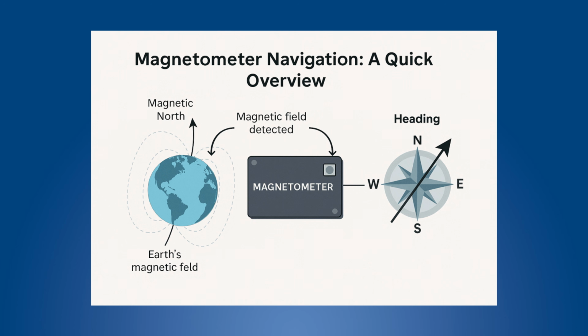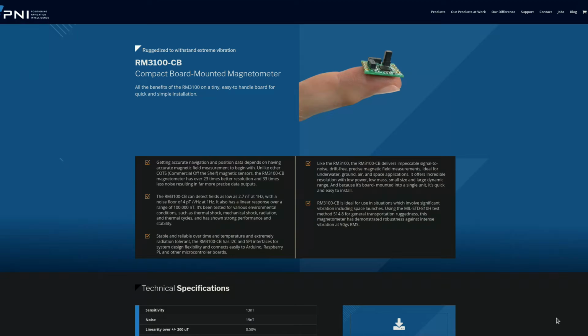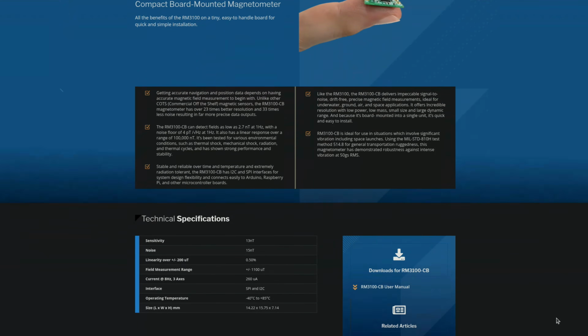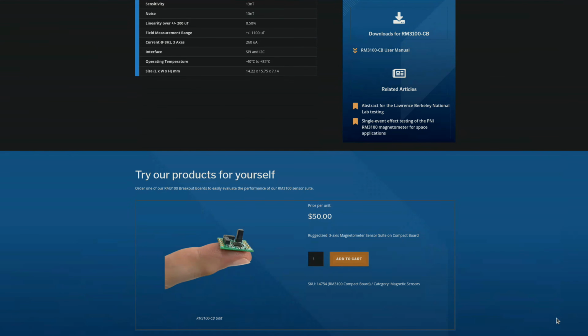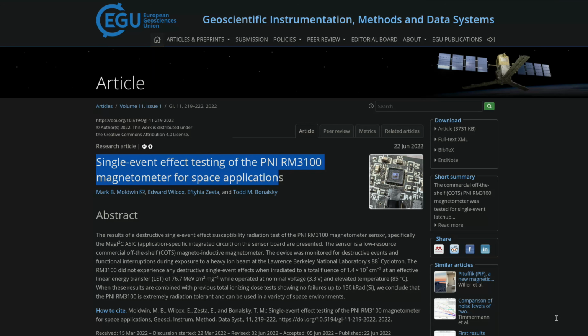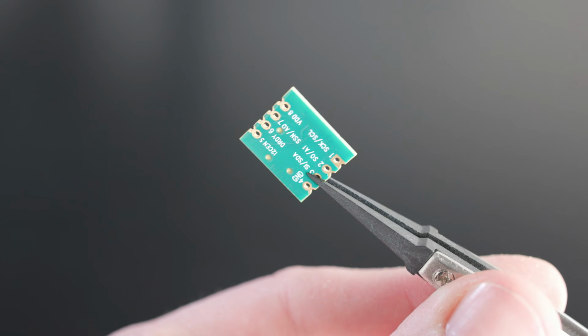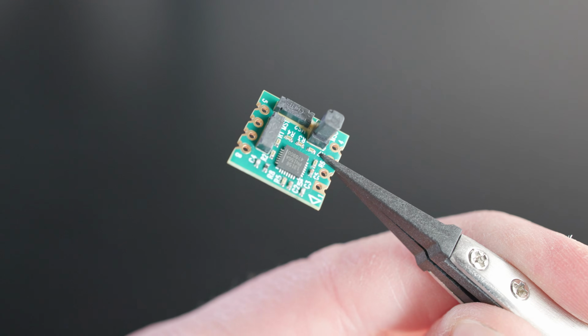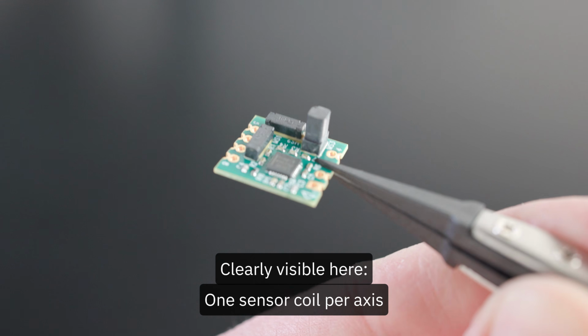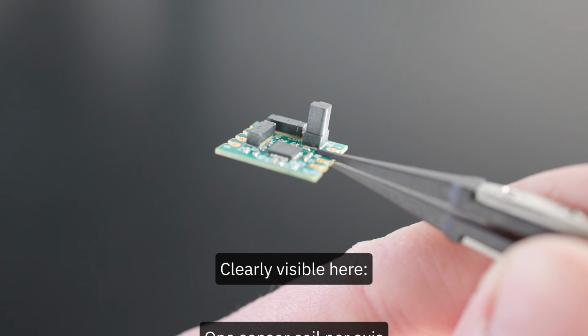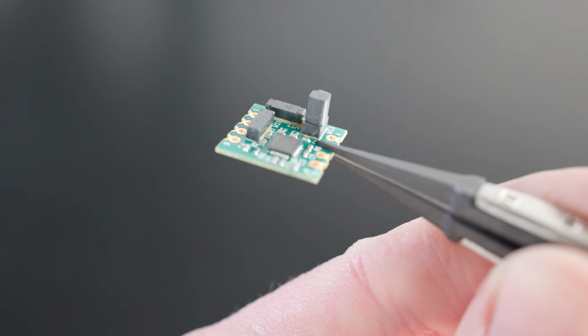The job of the magnetometer is to determine the heading, so it's basically a digital compass. For this, I found this lovely ruggedized PNI RM3100 CB module, which actually has flight heritage and even comes with a paper analyzing its susceptibility to radiation. It's always a delight for me to find an ideal part like this one. It's not exactly cheap, but given the fact that the ADCS is kind of a critical subsystem and this part has flight heritage, I'd say it's easily worth the $50.